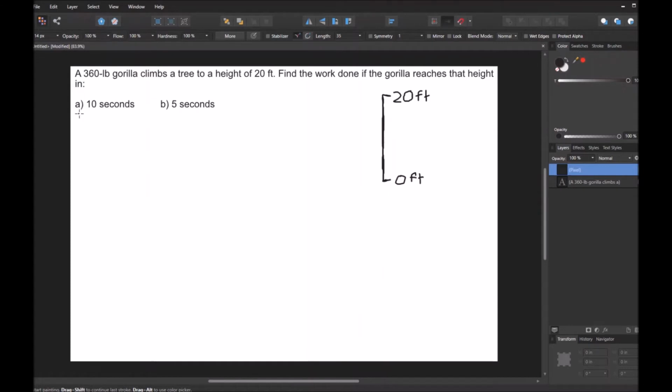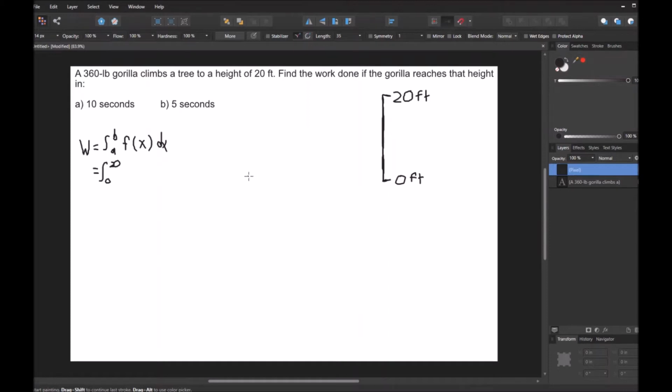For this first problem, let's use 10 seconds. I'm going to write work equals the integral from a to b of f of x dx, where f of x is the force equation. Like we just said, the bounds of integration are going to be 0 and 20. And now we have to find the force equation.